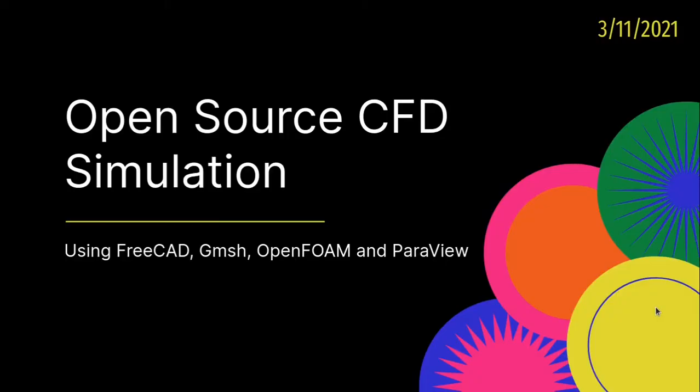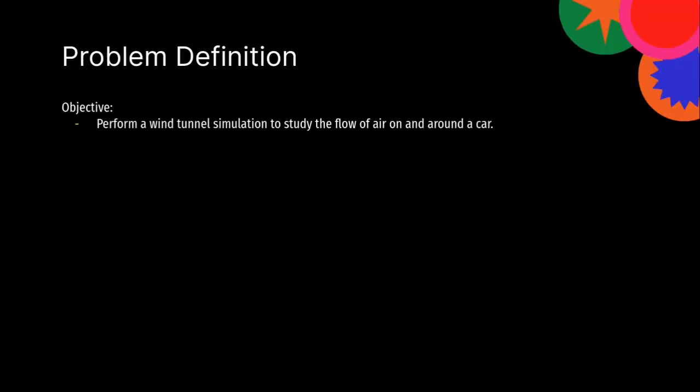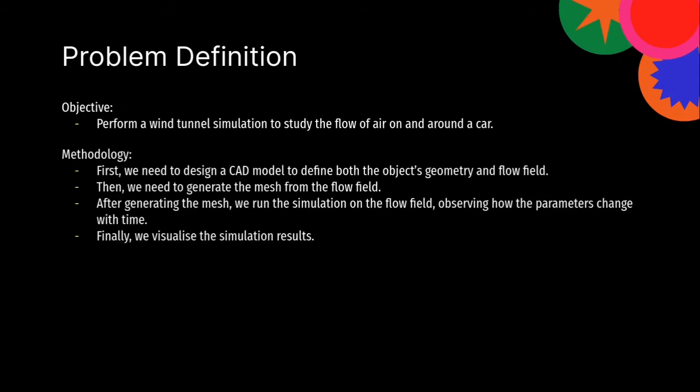So basically, there will be 6 main steps in performing a CFD simulation. We'll briefly be walking through them in this tutorial. Timestamps for each section can be found in the description down below. Firstly, before we can apply CFD to a problem, we first need to define our problem. In this tutorial, we'll be looking at a very crude wind tunnel simulation studying the flow of air around a car without turbulence. To do this, we first need to create a CAD model that defines a flow field.